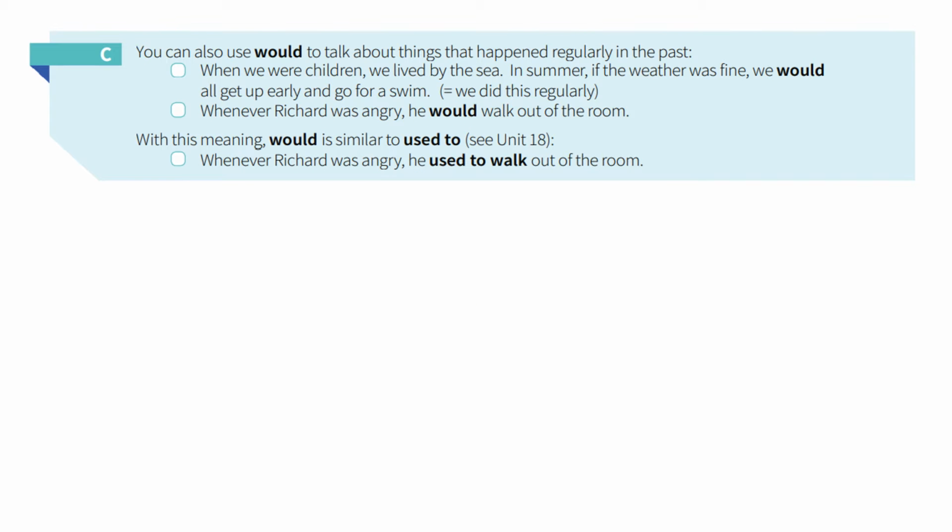You can also use would to talk about things that happened regularly in the past. So this is a little bit different. Used to is something you did but not anymore. But when you talk about regular happenings in the past, you can use would. When we were children, we lived by the sea. In summer, if the weather was fine, we would all get up early and go for a swim. We did these things regularly.